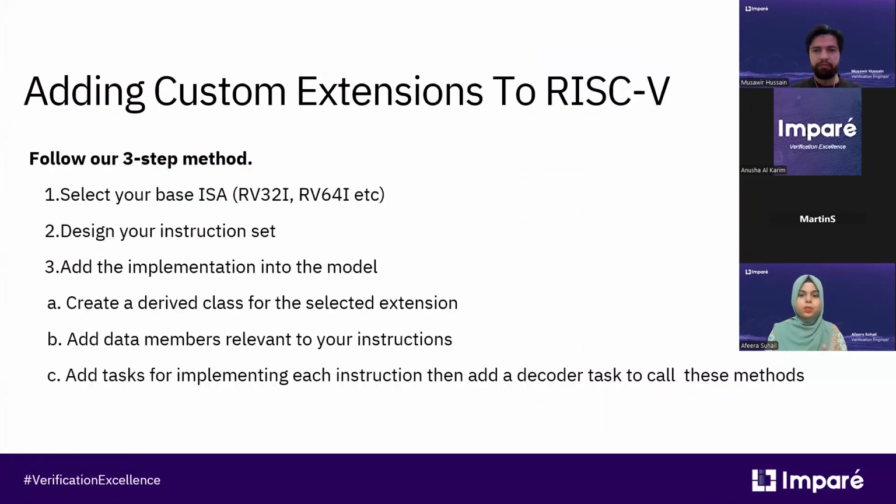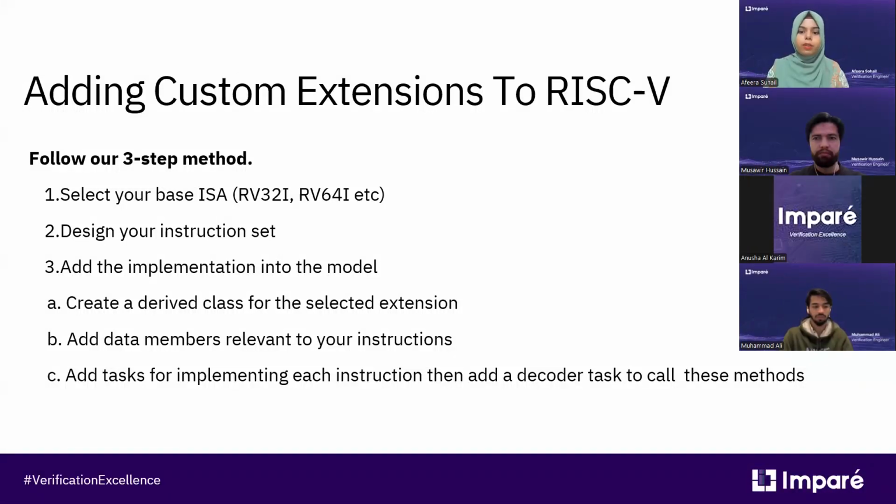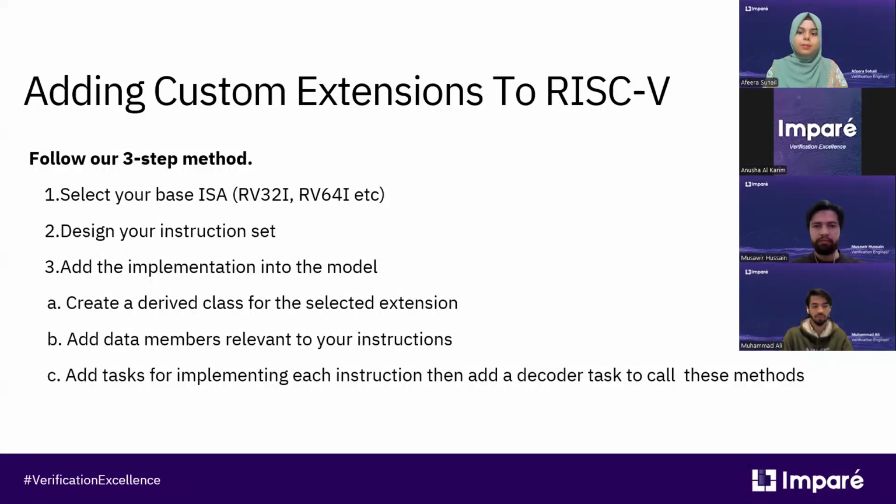So let's explore together how to customize a RISC-V CPU model by adding your own extensions. We have developed a simple three-step method. First, select your base ISA. Choose from RV32I, RV64I, or any other based on your requirements. Then design your instruction set. Define the functionality, operands, and coding for your new instructions. Lastly, add the implementation into your model.